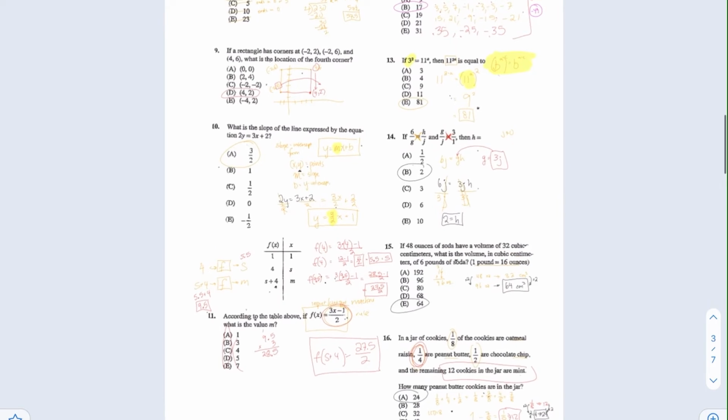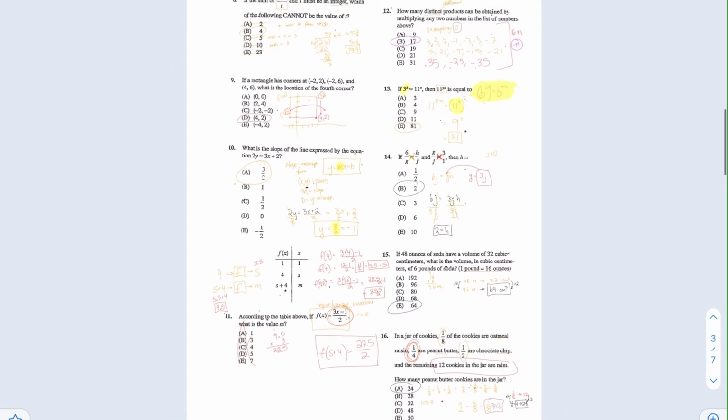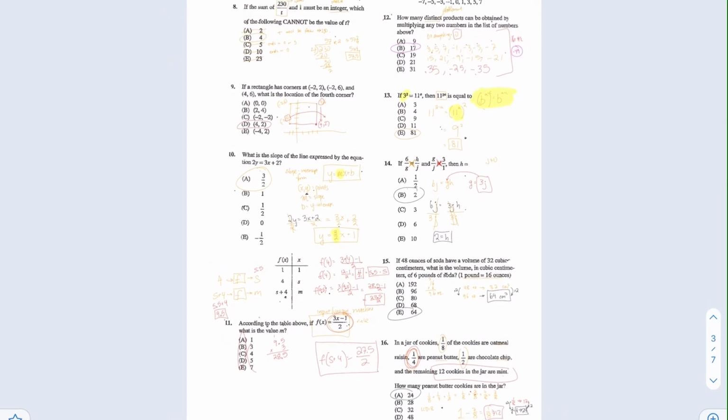All right, so here's a summary for this page. Again, keep in mind the typo for question number 11.